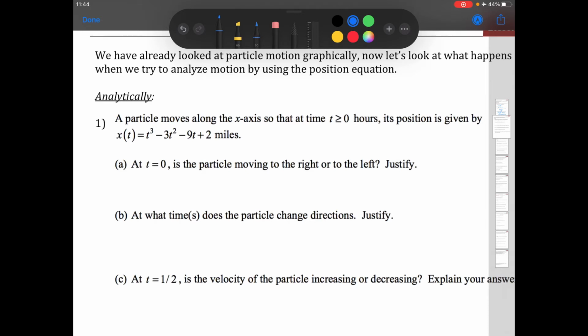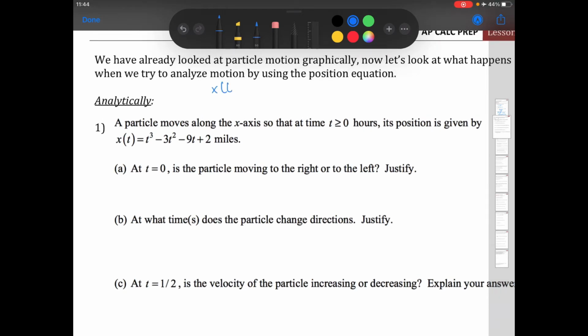Again, remember your position graphs are usually denoted by x of t or s of t, and the first derivative of x of t is your velocity. The second derivative of x of t, the first derivative of velocity, is your acceleration. So we need to identify those things, right?